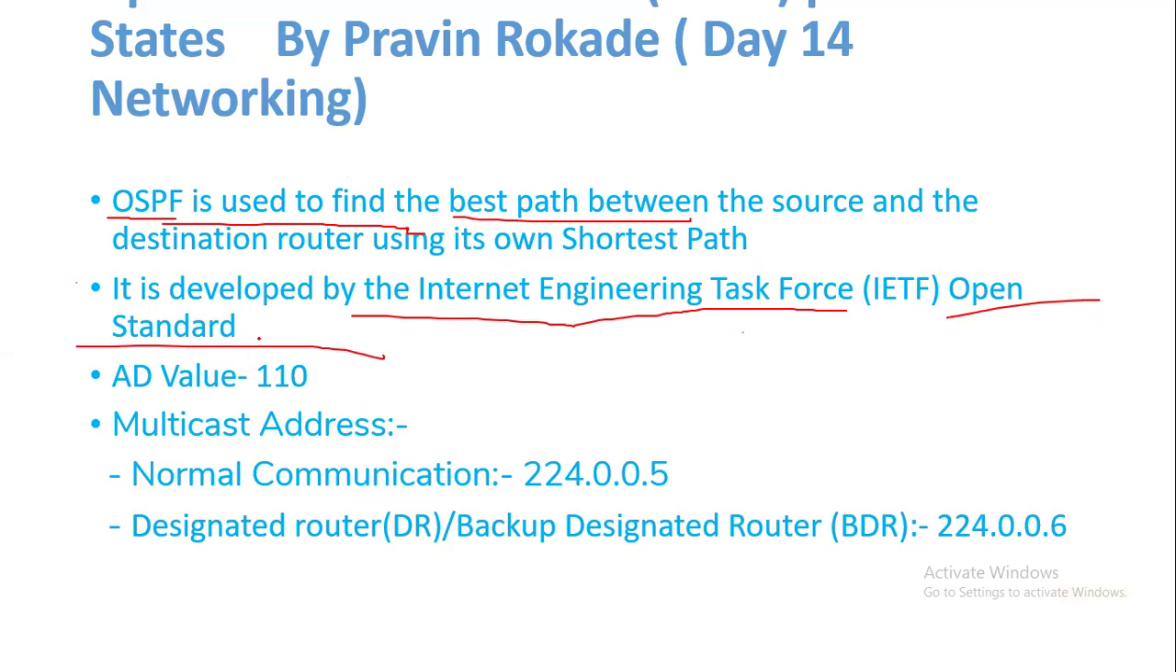The AD value, the administrative distance, that is the trust to reach the destination, we already discussed. It is 110, and for multicast addresses they use two: 224.0.0.5 and 224.0.0.6. Mainly, for normal communication they can use these multicast addresses, and they use the DR and BDR. What are the DR and BDR? Definitely we'll see in the next slide.